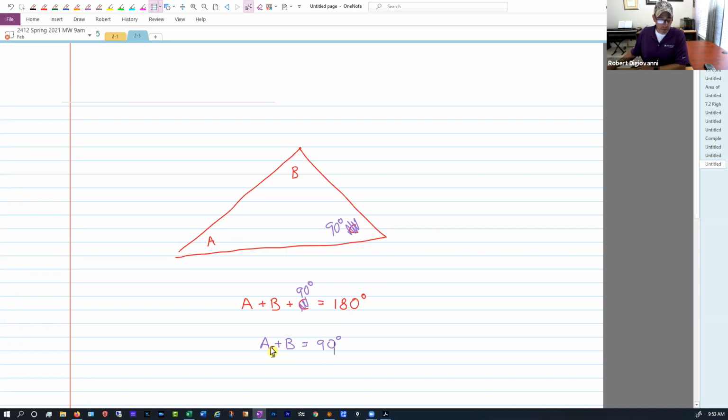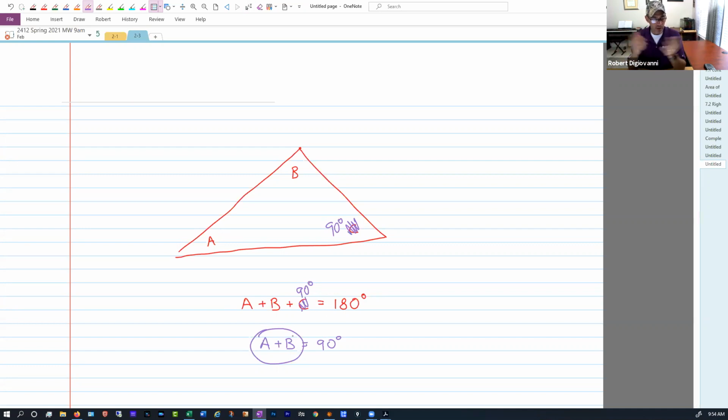So neither one of these can be 90. They both have to be less than 90, because if, let's say, A is 90, then B would have to be 0, and then you wouldn't have a triangle because you would have an angle of 0. So the restriction is that these two angles must add up to 90, which means each of them has to be between 0 and 90. That makes sense?